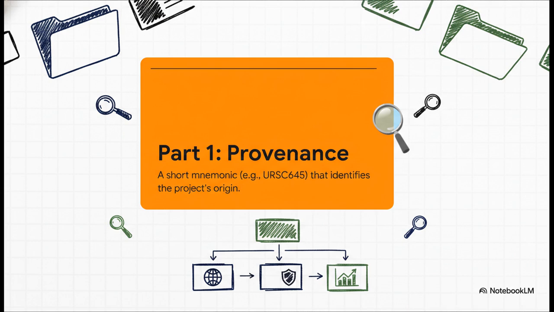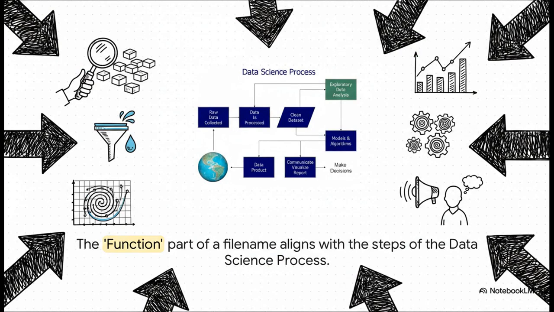If it's for Project Nightingale, it could be PN. This tiny thing immediately tells anyone, including your future self, exactly which project this file belongs to. Super simple, super effective. Part 2 is function. And this is brilliant because it shows how your file names can actually mirror your research process.